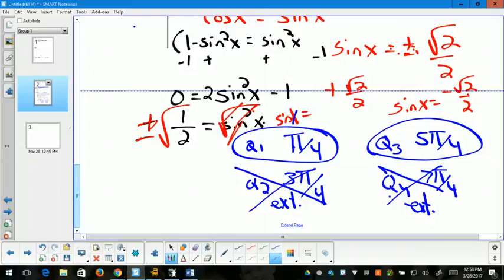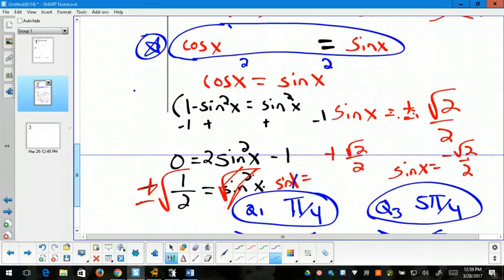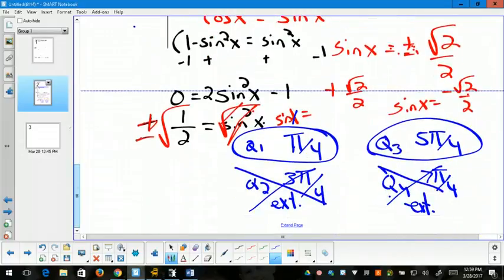So here's how we solve equations using the sum and difference identities. In class, you'll be doing some practice with solving equations like these.